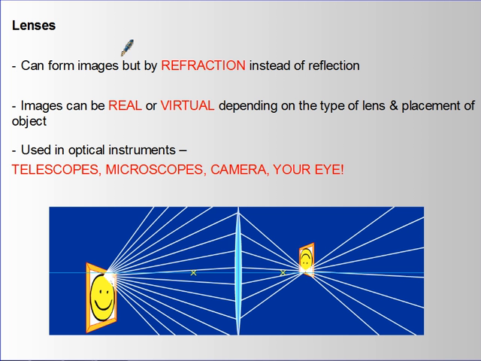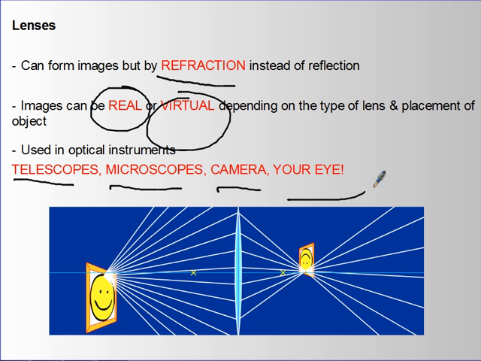Now, lenses are an excellent example of light going from one medium to another. We can form images by refraction instead of reflection. These can be real or virtual depending upon the type of lens. And lenses use Snell's law in telescopes, microscopes, cameras, and even your eye. A really cool study is to go study how your eye forms images.